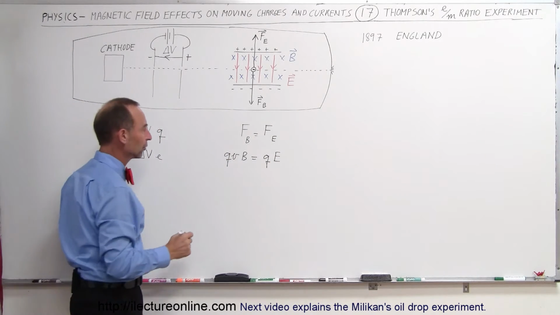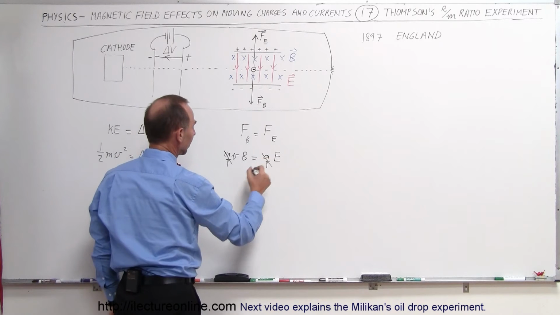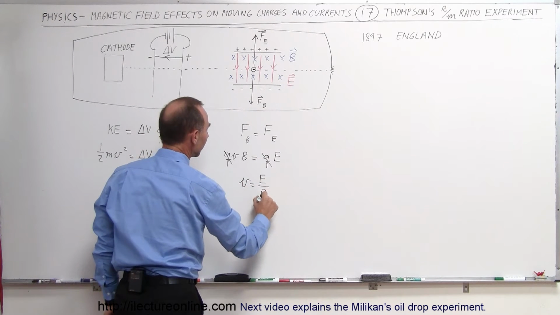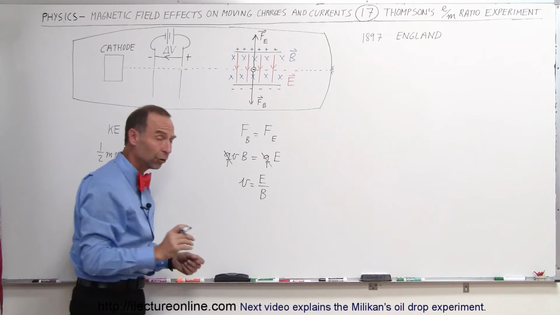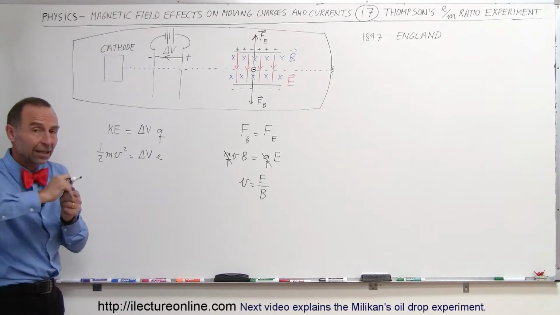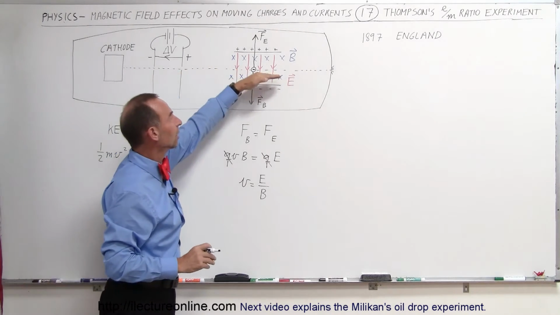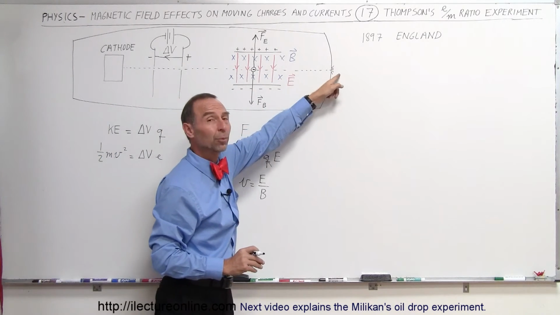And then you notice, of course, that the Q's cancel on both sides, so then you can say that the velocity is equal to the ratio of the electric field strength divided by the magnetic field strength. Of course, the magnetic field strength would be known, and the electric field strength would be adjustable so that we would know what velocity the electrons would have that actually make it through to this point right there.